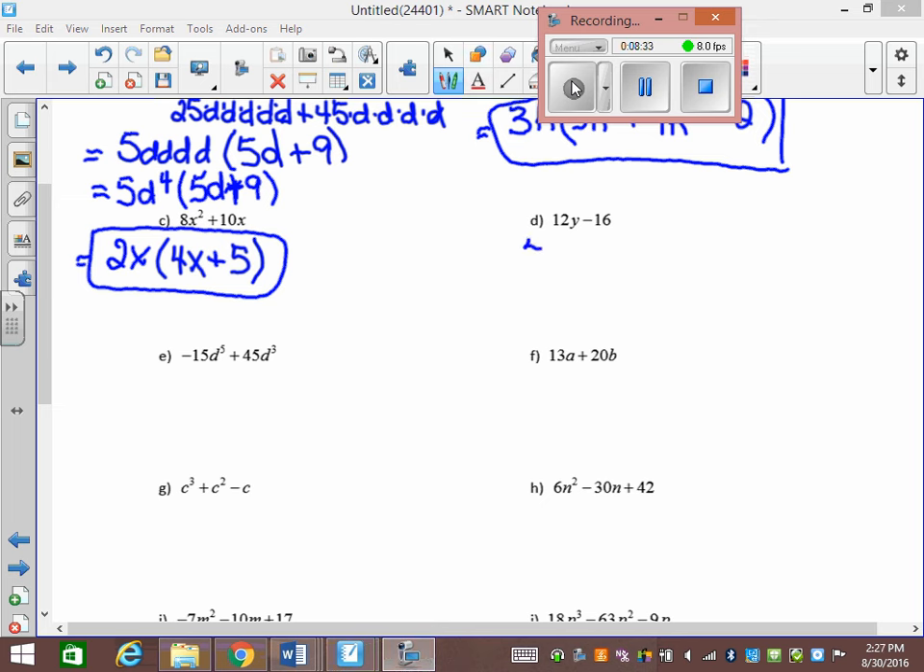Okay. 12y minus 16, you can take out a 4. 12 divided by 4 is 3y, minus 16 divided by 4 is 1.